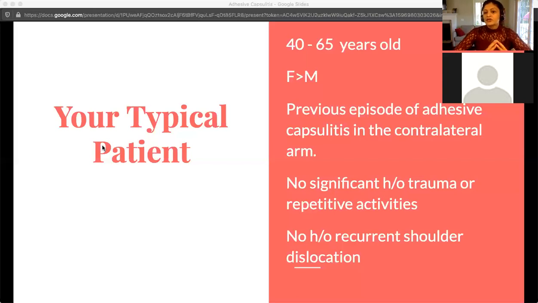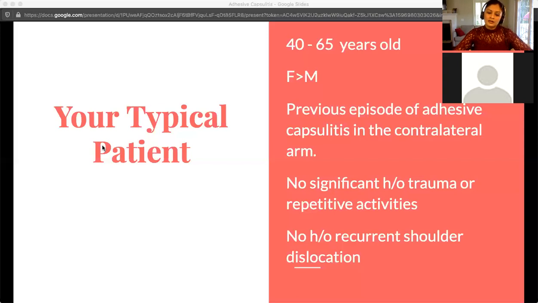In case of a frozen shoulder, both these histories are absent. So patient has either very minor trauma or no trauma at all, and there is no repetitive activity related to any household chores or any job-related tasks.